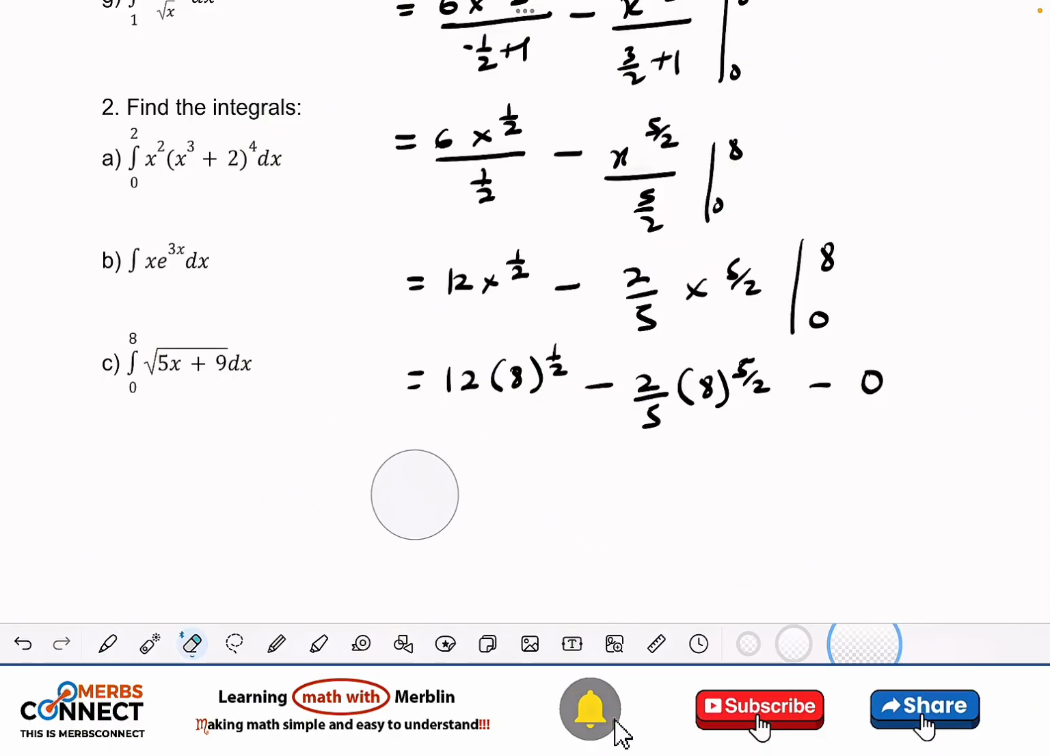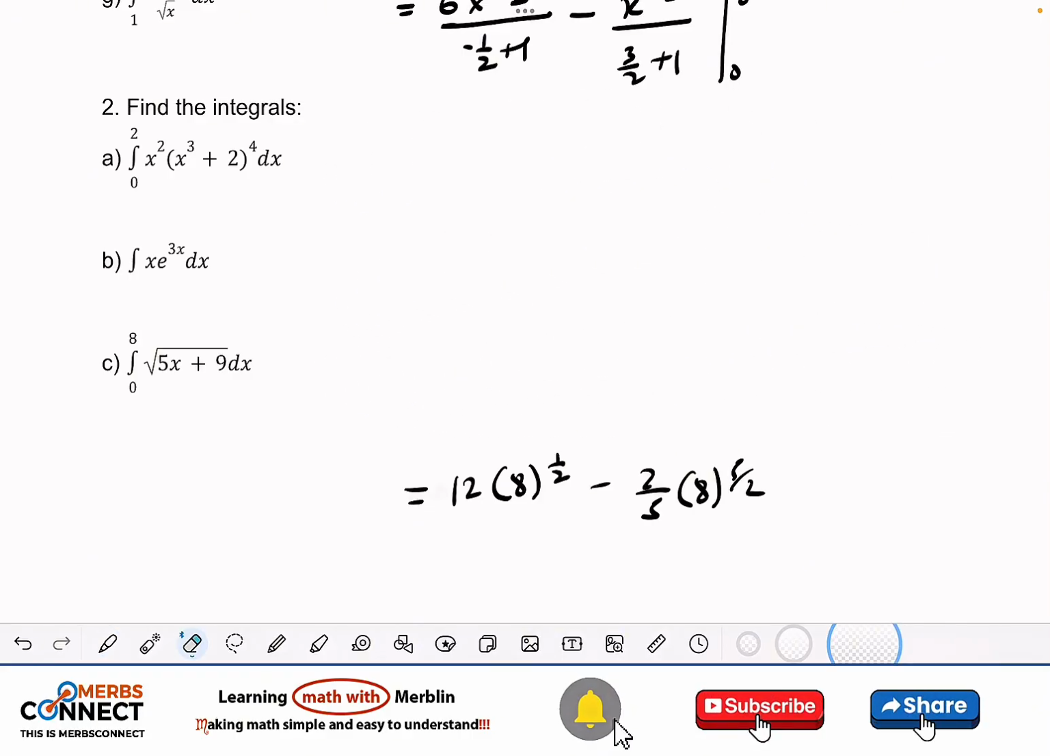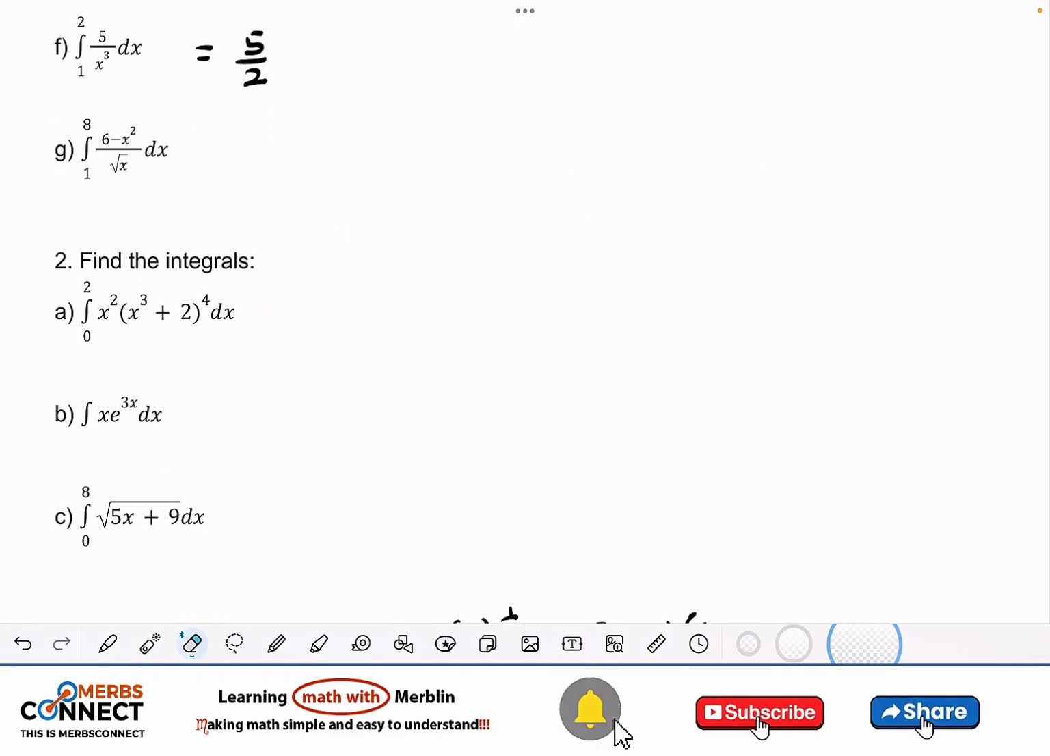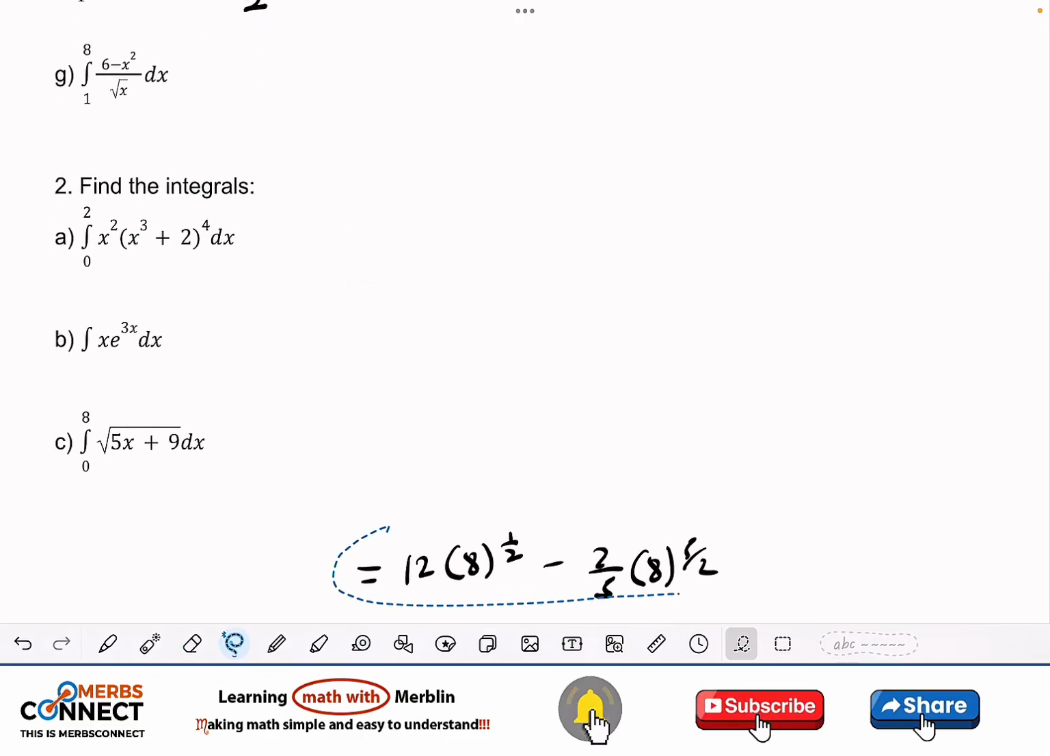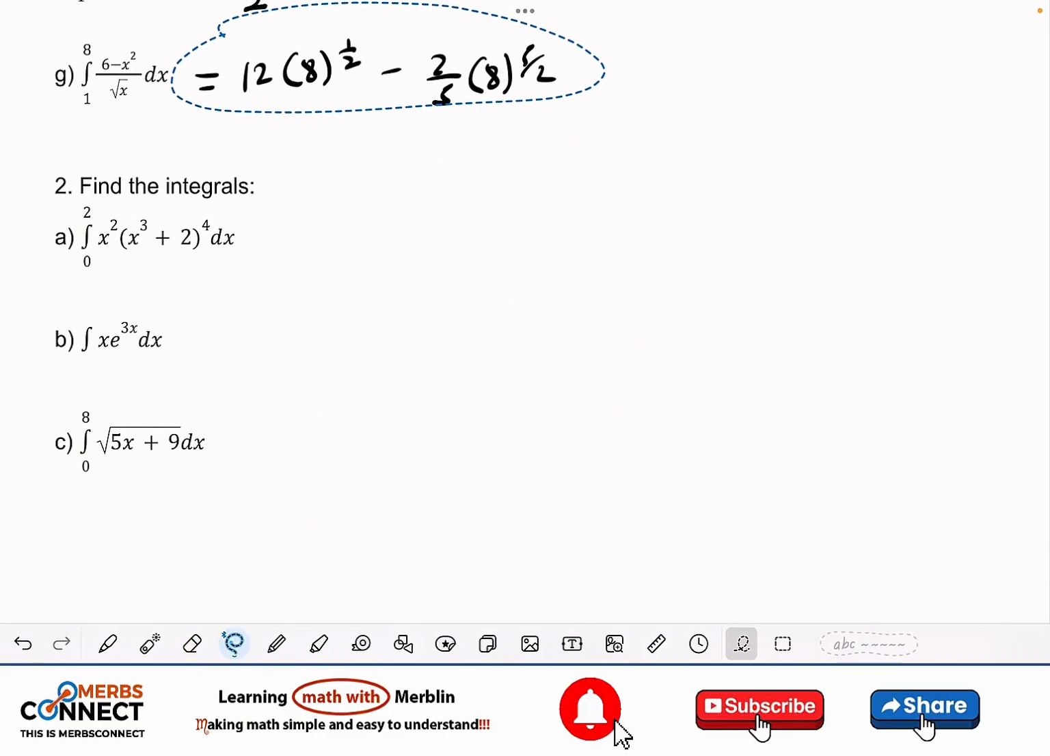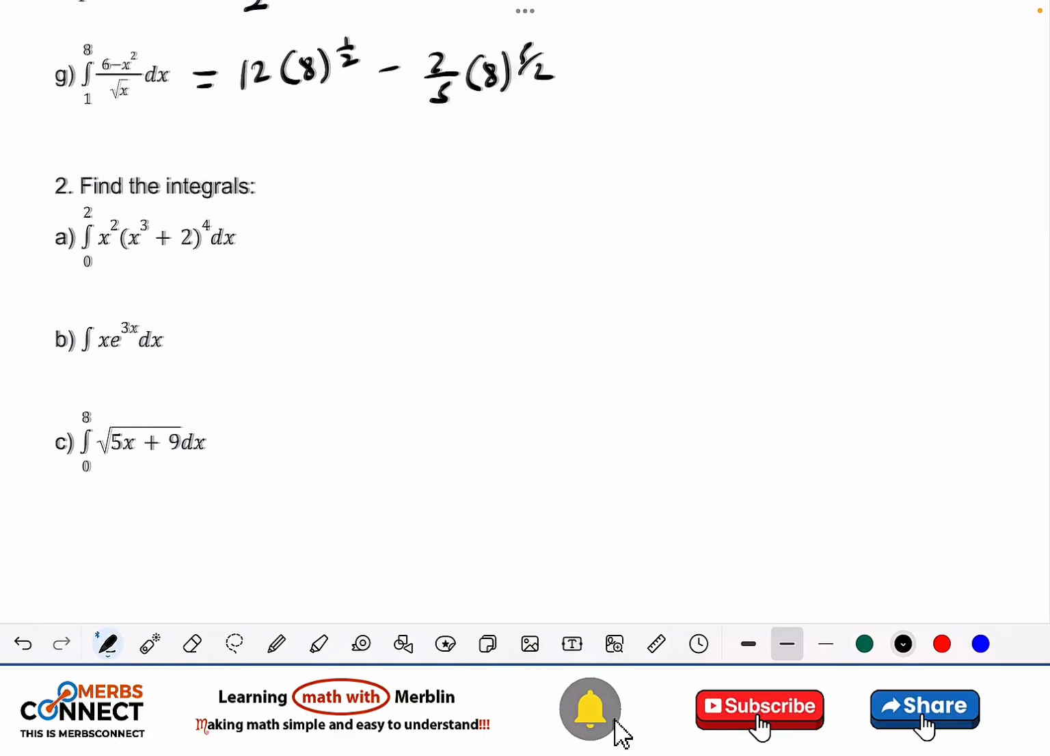So let's just leave it in this form. So we are going to have 12 times 8 to the power 1 over 2, minus 2 over 5, 8 to the power 5 over 2. So this is what we are going to get at the end of the day. Yeah. So let's leave it in this form. So this is what you are going to get for the G. So we have done with the first one.